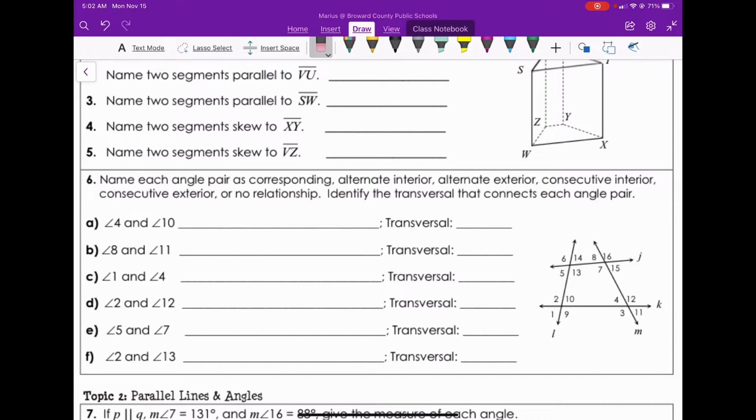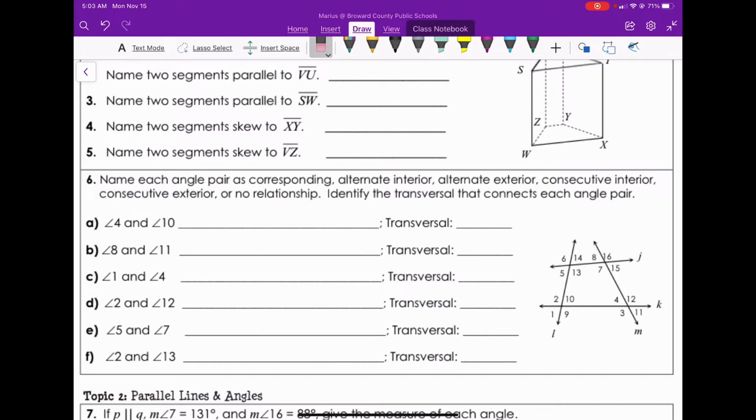Number 6 reads: Name each angle pair as corresponding, alternate interior, alternate exterior, consecutive interior, consecutive exterior, or no relationship. Identify the transversal that connects each angle pair. All right, so that was a mouthful. But basically, if these two angles for each letter have some type of relationship, we need to state what that relationship is and then also call out the transversal.